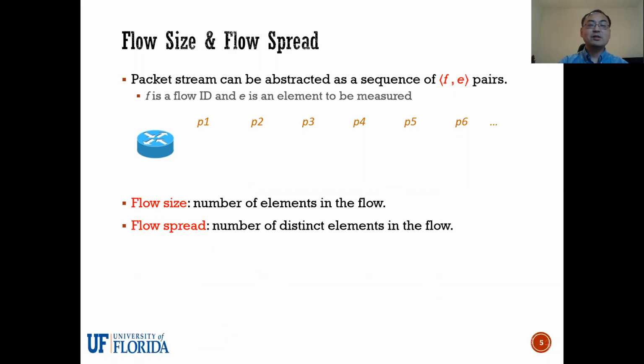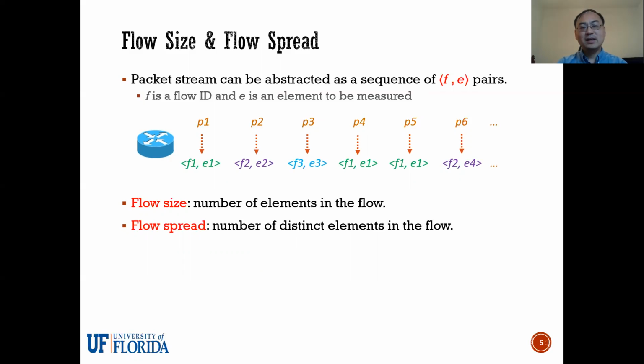From a router's point of view, the arrival packets are abstracted as a sequence of FE pairs, where F is the flow ID and E is the element under measurement, which is defined by the user. In this example, you have a sequence of packets P1, P2, P3, P4, and so on, arriving at a router. And they are abstracted into flow ID and element pairs, F1, E1, F2, E2, F3, E3, and so on.